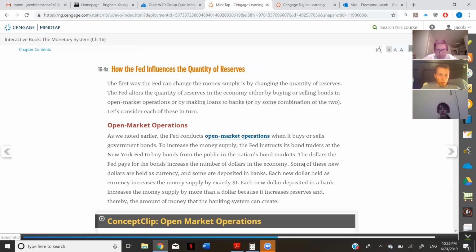So it says here, as we noted earlier, the Fed conducts open market operations when it buys or sells government bonds to increase the money supply. The Fed instructs its bond traders at the New York Fed to buy bonds from the public in the nation's bond markets. So it buys bonds, increases money supply. Okay.